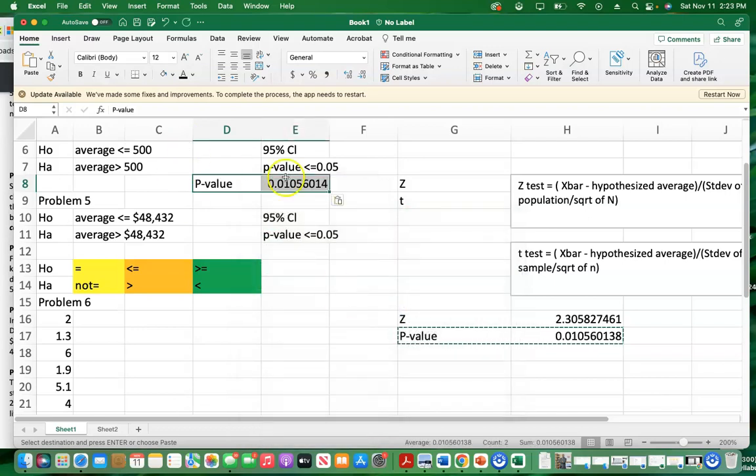So we need a p-value which is less than or equal to 0.05 for us to reject the null hypothesis and go with the new idea. But if the p-value is greater than 0.05, then we will fail to reject the null hypothesis. So my question to you is, can we reject the null hypothesis, or do we fail to reject the null hypothesis with this p-value?